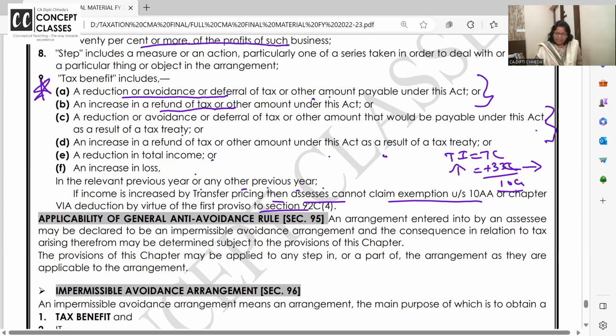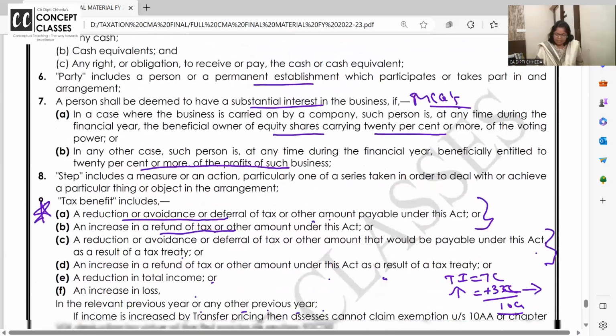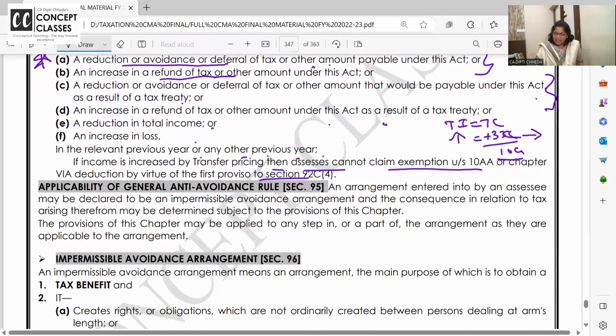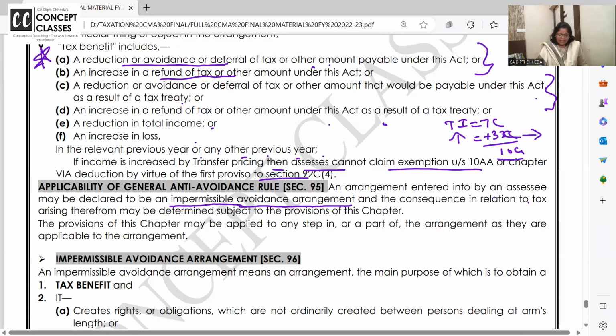Now applicability of the GAAR, Section 95. An arrangement entered into by an assessee may be declared to be an impermissible avoidance arrangement and the consequence in relation to tax arising therefrom may be determined subject to provisions of this chapter. The provisions of this chapter may be applied to any step in or part of the arrangement as may be applicable.